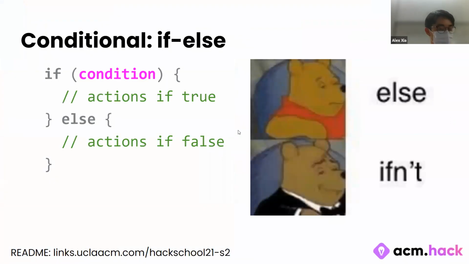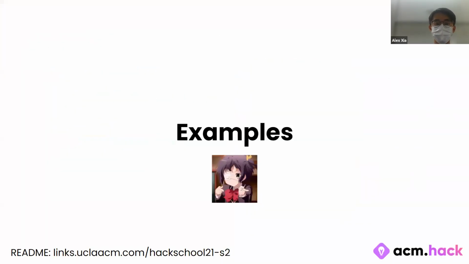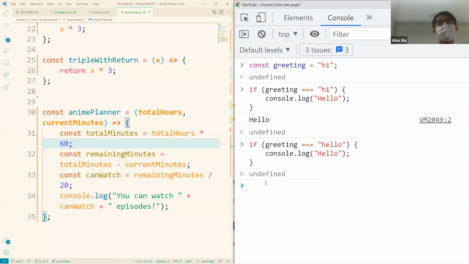Okay, the second form is the if else. The difference with this is that we also specify what to do if the condition was false. In this case, it just looks like an else statement, and then we have the braces. Inside, we can specify what actions we want to do if the condition was false. Let's see some more examples of this. I'm going to do it here actually.